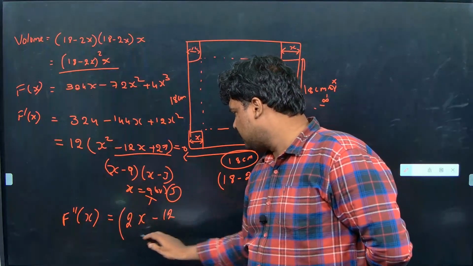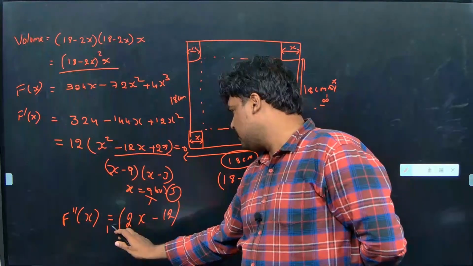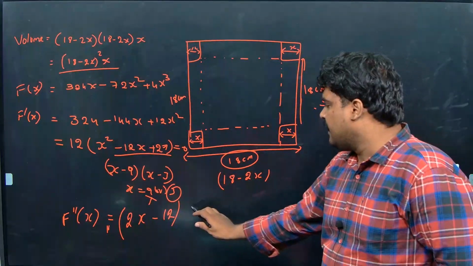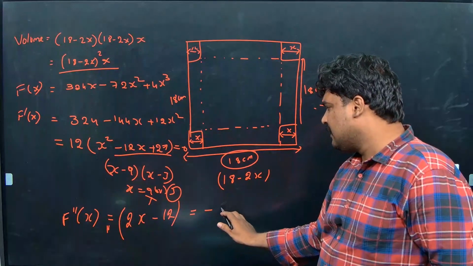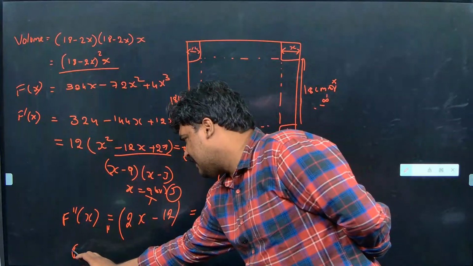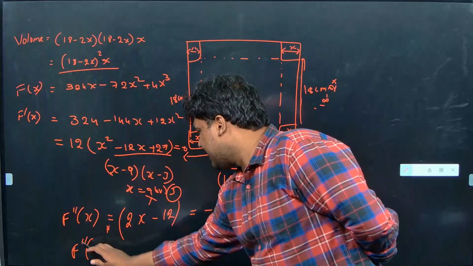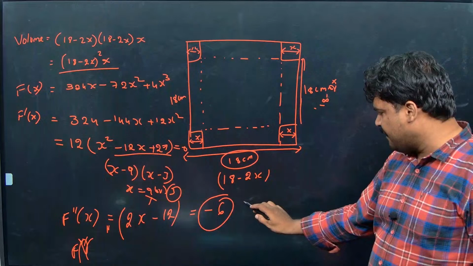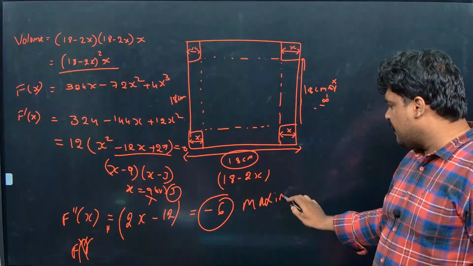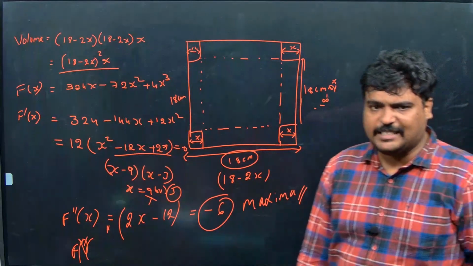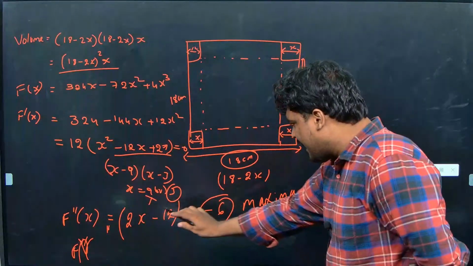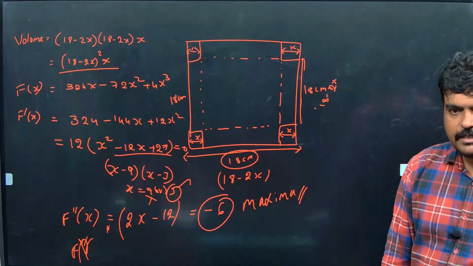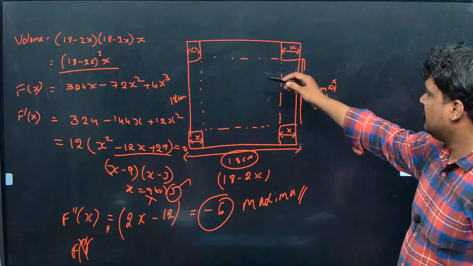Okay, so I got what? Minus 6. What is f double dash of 3? See, if I get a negative value in the second order, what does it mean? Maxima. If I get a negative value in double differentiation, what is that? Maxima. So I confirm that 3 is what? Maxima.